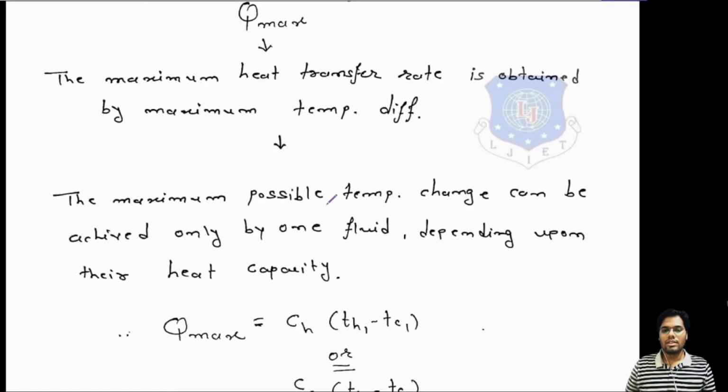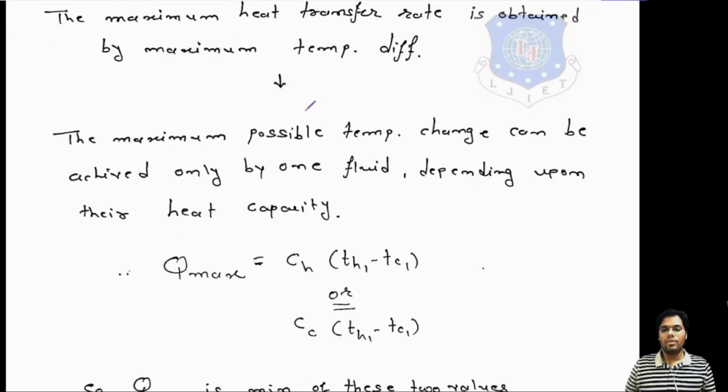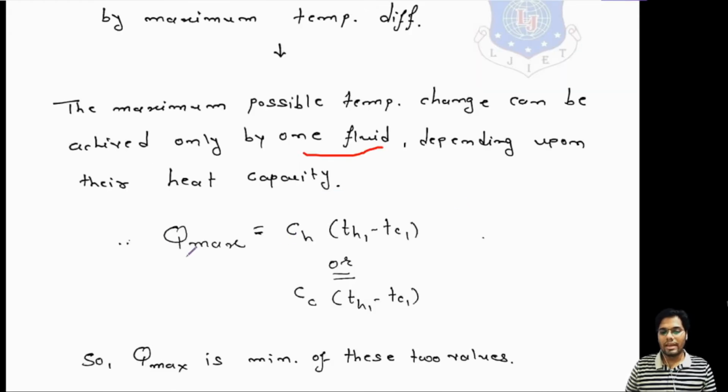Now let's look at what Q maximum is. Q maximum is the maximum possible heat transfer for any heat exchanger. We know that the maximum possible temperature change can be achieved by only one fluid, either the cold fluid or the hot fluid, depending upon the heat capacity of the hot and cold fluid. So Q maximum will be either C h into T h1 minus T c1 or C c into T h1 minus T c1. Why T h1 and T c1? Because this is the maximum temperature difference which any heat exchanger has.